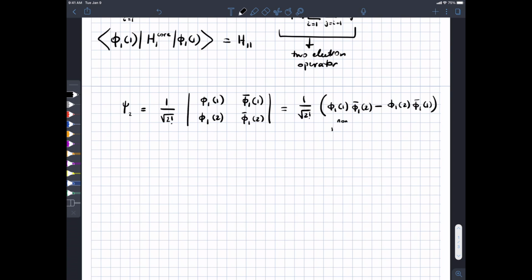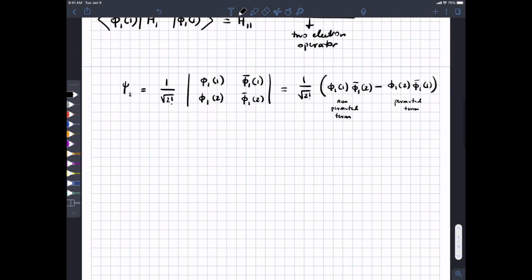So in this Slater determinant, we have a non-permuted term, meaning the electrons 1 and 2 are where they were to begin with, and then we have a permuted term where we've exchanged the positions of those two electrons. Now let's see what happens when we apply the Hamiltonian to this wave function.